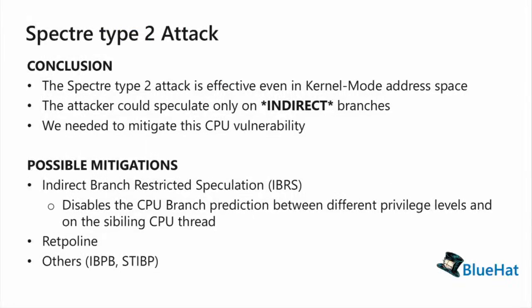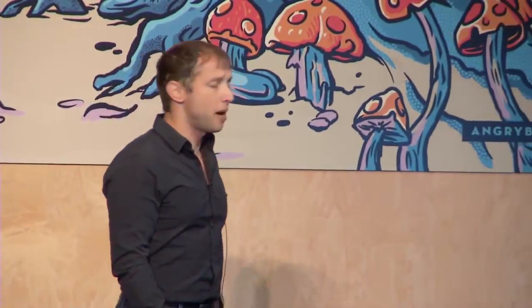There are other possibilities, like using IBPB and STIBP, which are still hardware mitigations. Otherwise, we can use Retpoline. The difference between IBRS and IBPB and STIBP is minor. STIBP disables the branch predictor only between threads and not between different privilege levels. And IBPB instead disables it completely and flushes the branch predictor buffer. But they are not important at this stage.